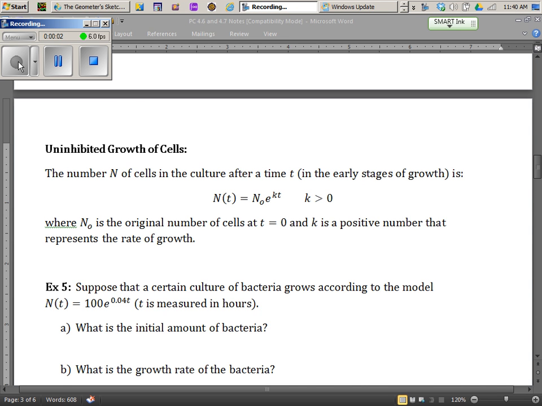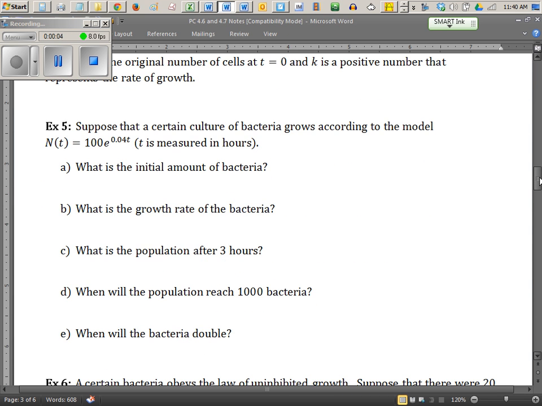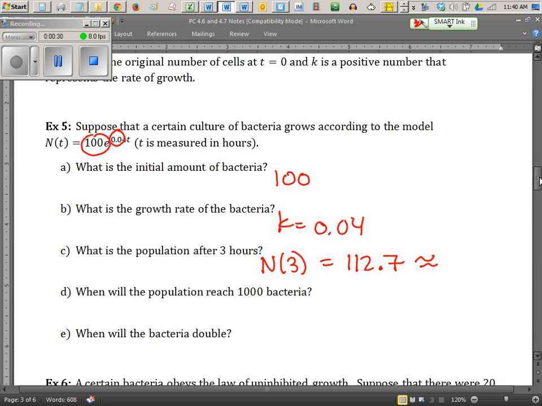Okay, so yesterday we talked about the bacteria growing, and just to recap this example, we said the initial amount of bacteria, you don't even have to calculate that, that's right in the front of the equation. And the growth rate of the bacteria is pretty obvious, it's right there, it's 0.04. And the population after 3 hours, remember we found N of 3, so we literally plugged in 3 for time, and I think we got 112.7 bacteria, but we rounded it down, right? Because we didn't believe a half a bacteria counts, or 0.7 bacteria.